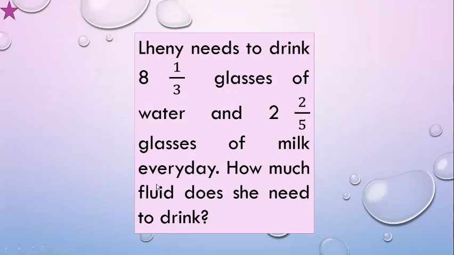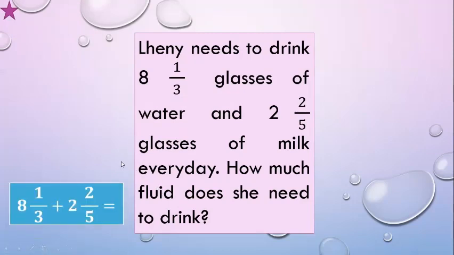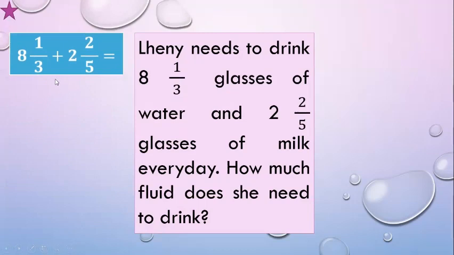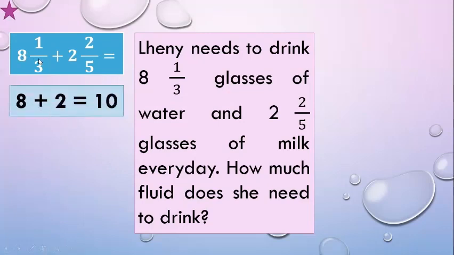Very good. And the number sentence would be this one. Yes, the operation is addition. So 8 1/3 glasses for water, 2 2/5 glasses for milk. You add that together so that you will know the amount of fluid that she needs to drink every day. So let's solve. Let's work on the whole numbers. 8 plus 2 is 10.